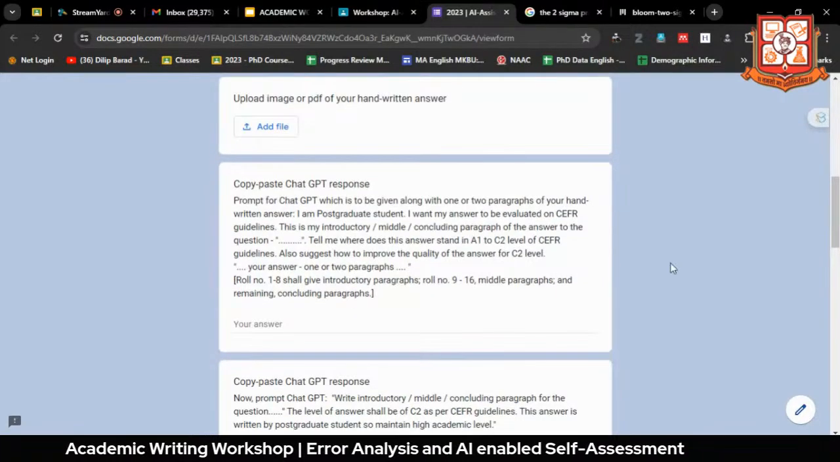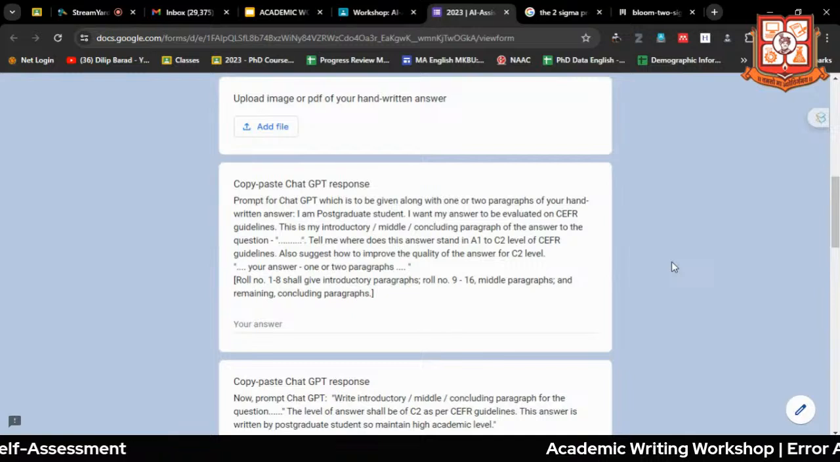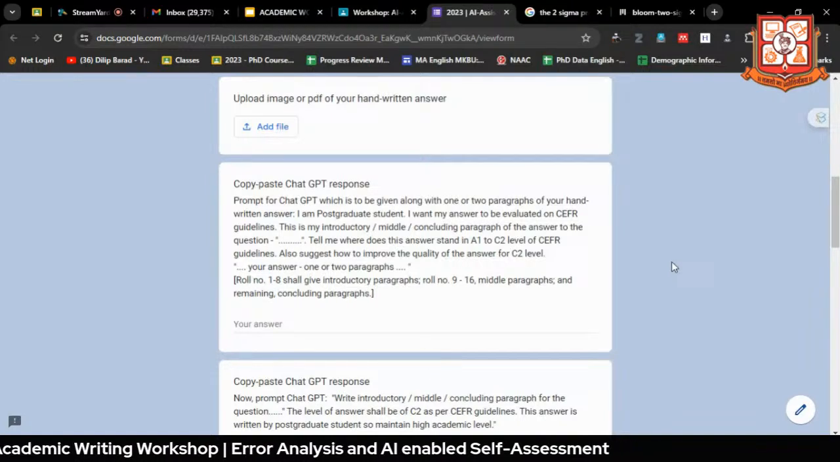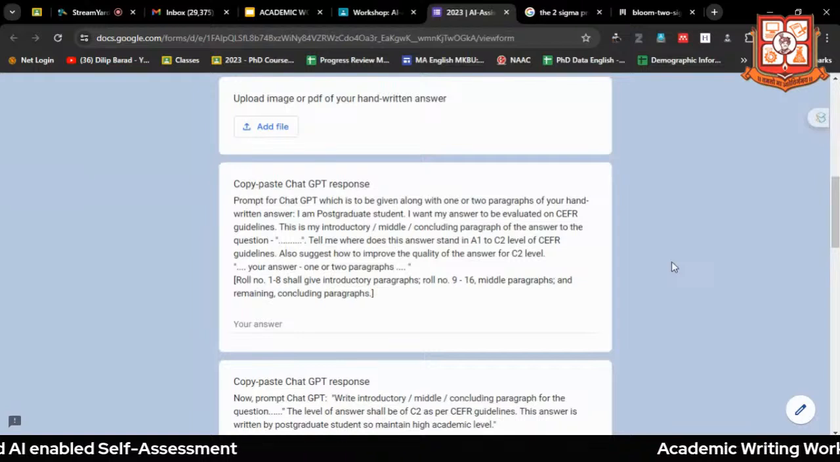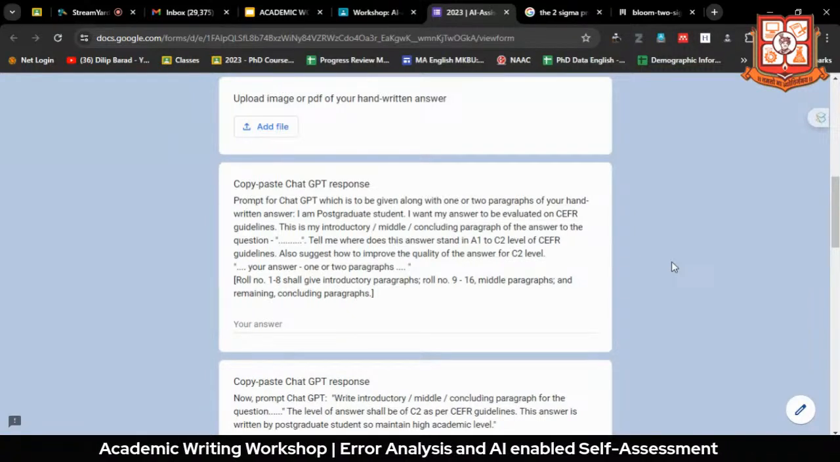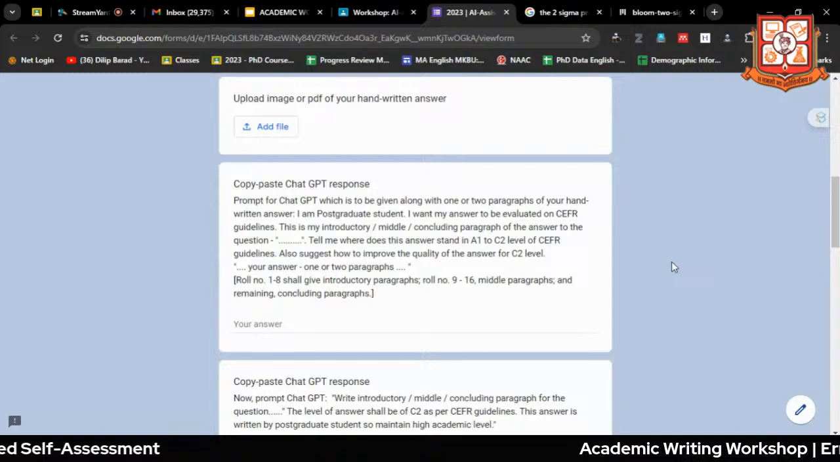For example, the second point will say that roll numbers 1 to 8 in both the classes shall work on introductory paragraphs in whichever answer you have selected. On your one answer you have to work. Later on you can continue working on all the answers you have written. I think around 20 answers in 5 days, 4 answers in each paper. In 5 papers you have written 20 answers. You can work on all 20 answers also. But right now, on any one answer book, one question, roll numbers 1 to 8 will work on the introductory paragraph.